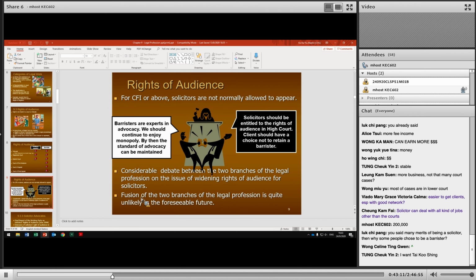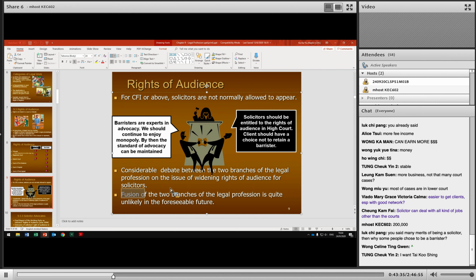Fusion. Fusion is never an issue. I think as long as I recall, no one strongly advocates a fusion of the two different branches of the legal profession. Even nowadays, no one advocates a fusion of the two different branches. Right? Usually we only come across this issue in law books, but in practice, in Hong Kong, I cannot see anyone who would like to merge the two branches of the legal profession. So fusion is something quite unlikely in the foreseeable future.